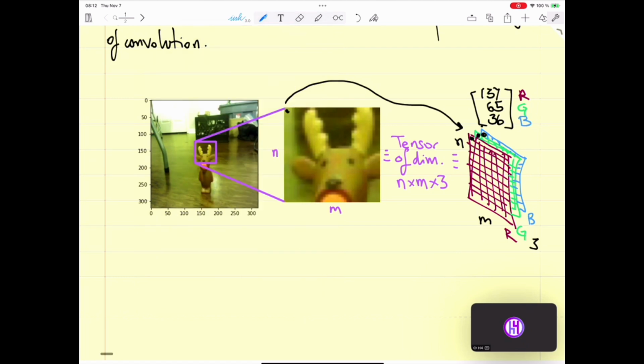So what is an image? It's a bunch of vectors put together. And the distance between these vectors is important. The distance between the pixels is important. That's why we recognize the nose as red there, because all the red points are together. Okay?